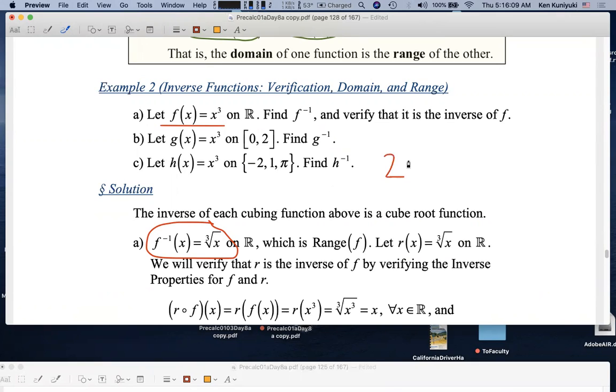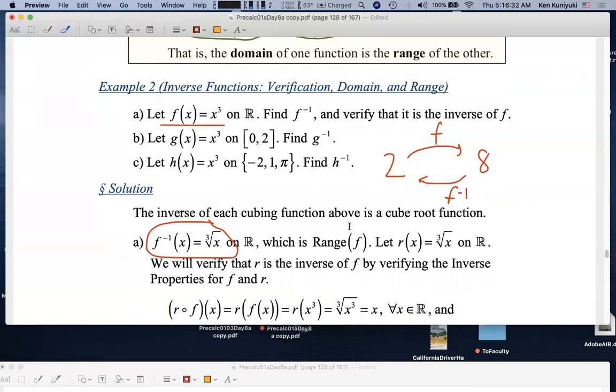So for example, F takes in 2, takes the cube of 2. The result is 8. F inverse takes in 8, takes the cube root of 8, and gets back 2. It's a perfect loop-to-loop. And this is true for any real number, here or here. You get a good loop-to-loop.